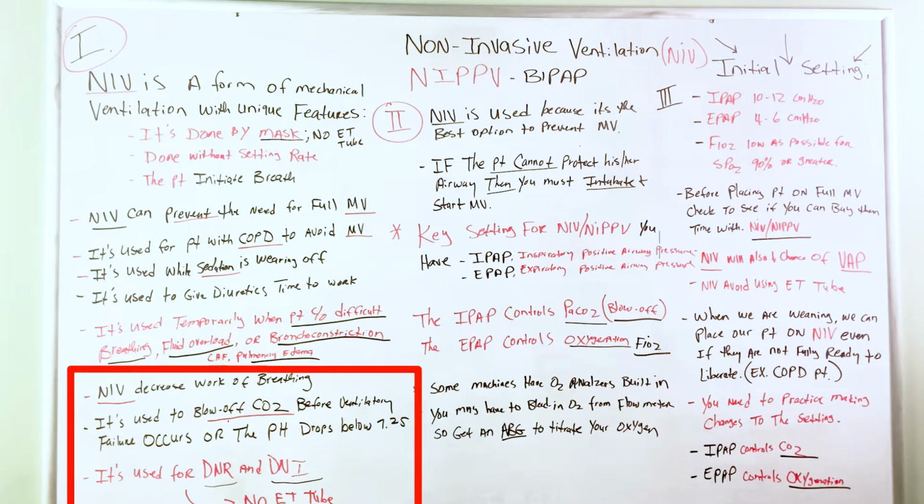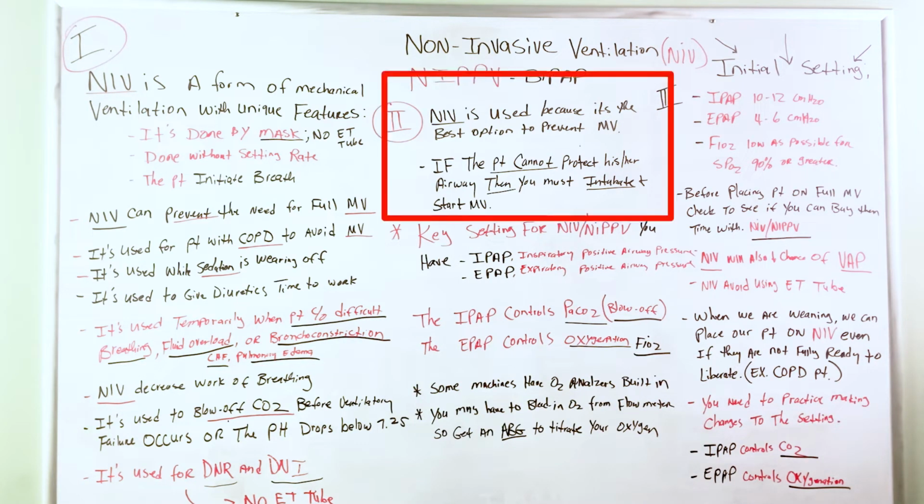Because NIV decreases the work of breathing. One of the main purposes of it is that it's used to blow off CO2 before ventilatory failure occurs, or before the patient's pH drops below 7.25. Because you do note that we intubate once that pH drops to 7.20, we have to intubate them, okay?